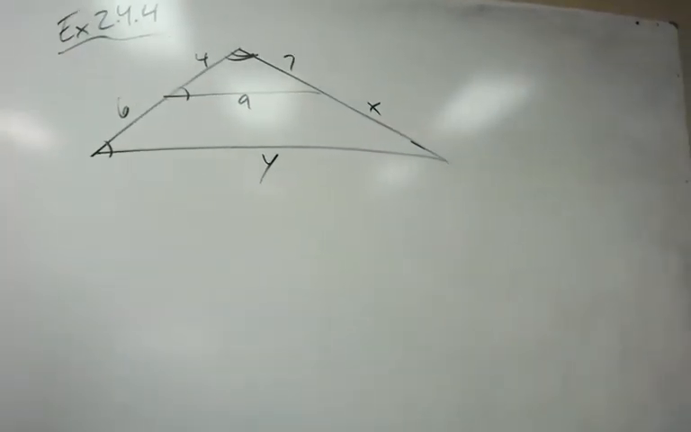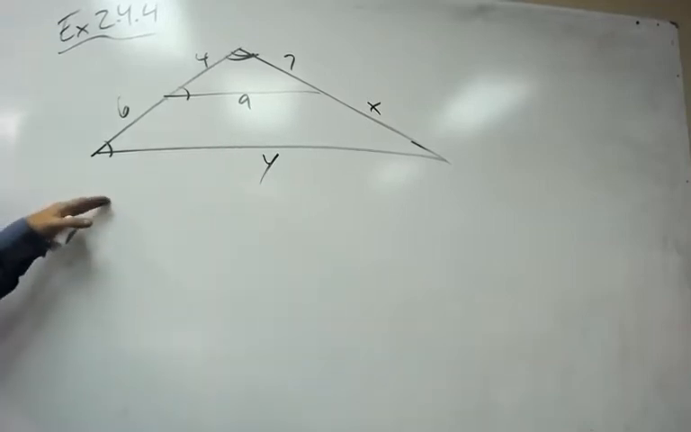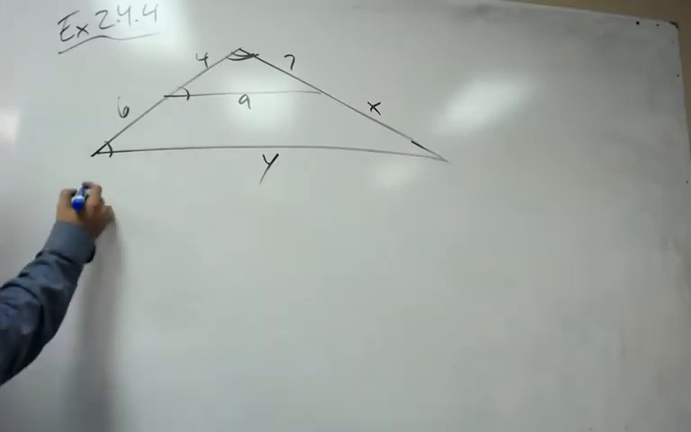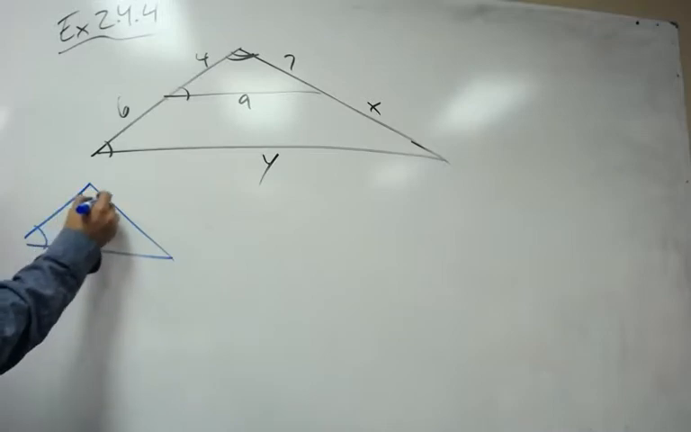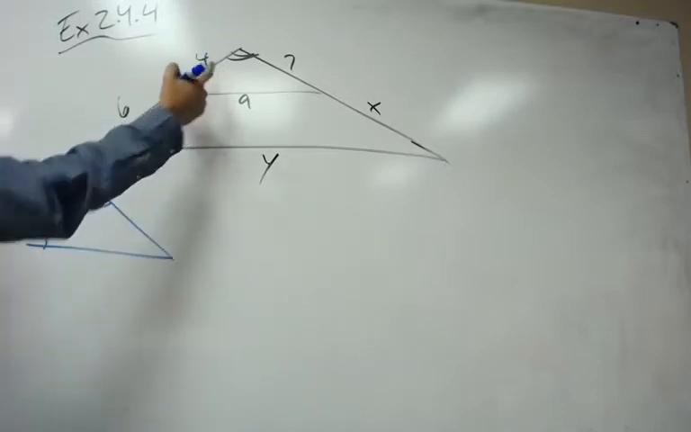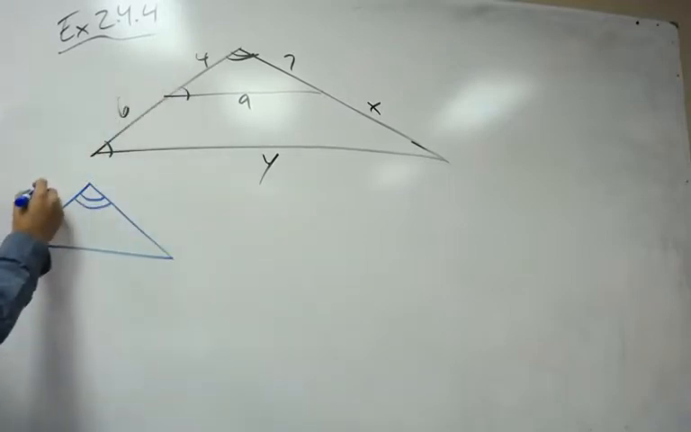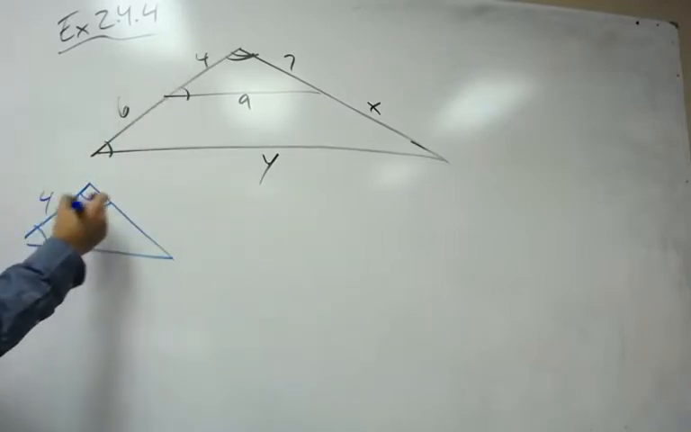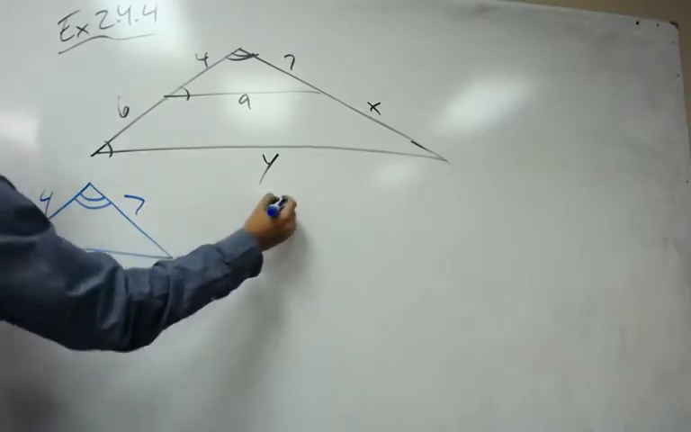Example 24.4 gives us these overlapping triangles. It already gives you the tick marks to show you that they are similar. So that's easy. First thing I would personally do is break it down into both triangles. I'm going to make one triangle here, and I'm going to make sure to add my tick marks. This is my little triangle. It doesn't have letters. 4 is between the 1 and 2, 7 is on the 2 side, 9 is on the bottom. Then we have our big triangle.